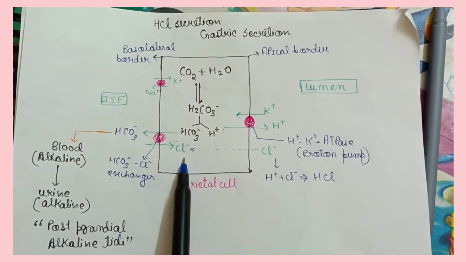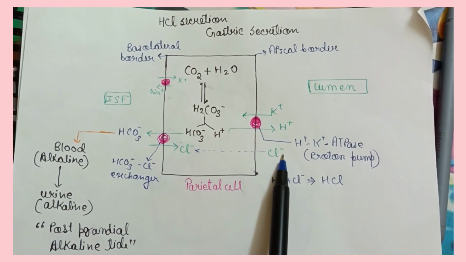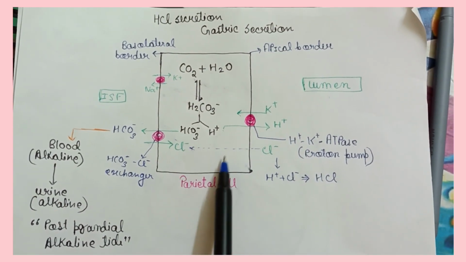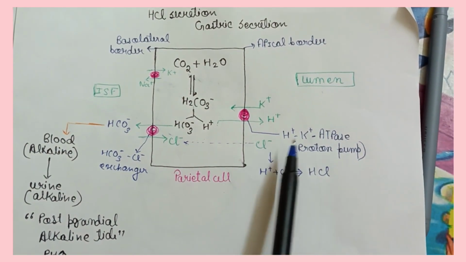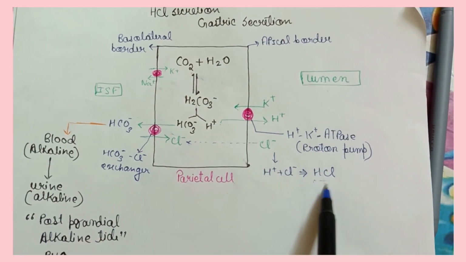Gradually, when the concentration of the chloride ion increases within the parietal cell, this chloride ion moves out of the parietal cells into the lumen. This occurs according to the concentration gradient. And then here, this chloride ion combines with hydrogen ion to form HCl. This is how HCl is formed.